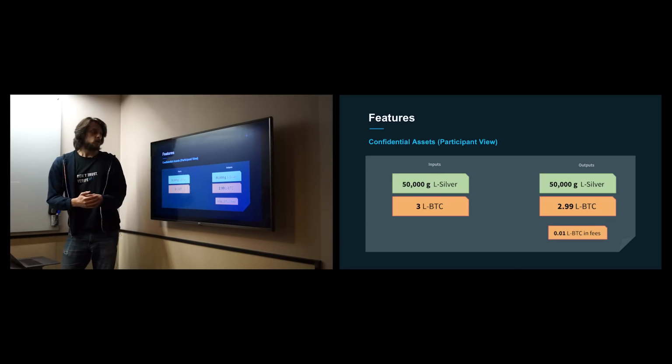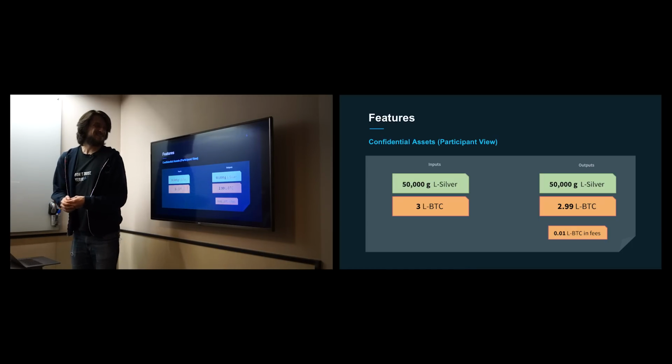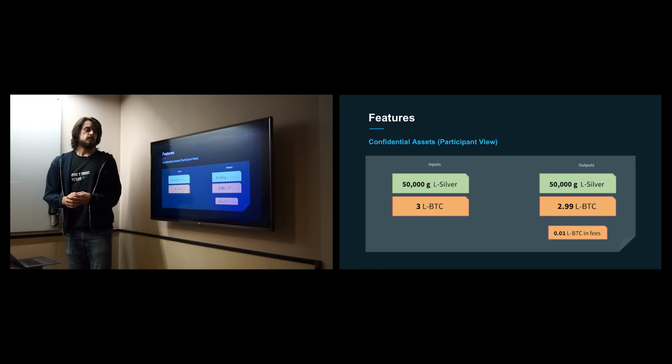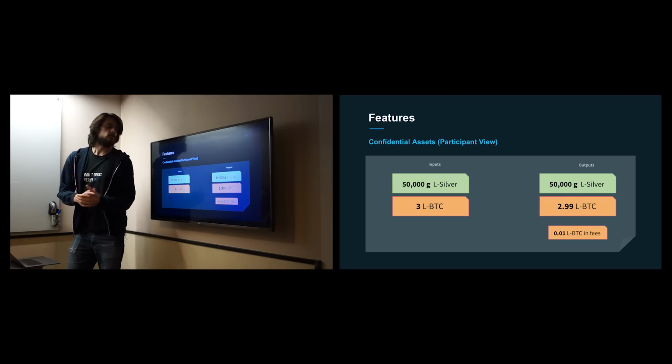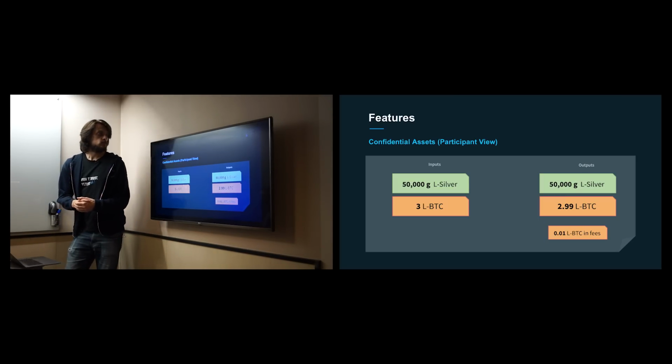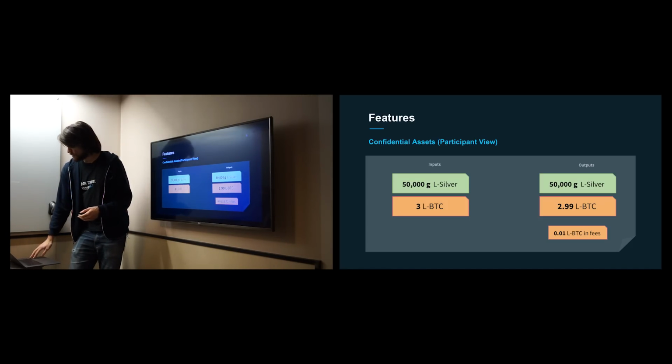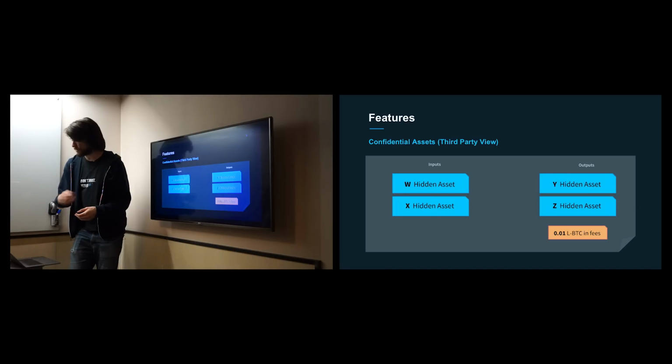Now, if we take a look at confidential assets, this allows you to hide the type of asset that you're sending. So with this transaction we did earlier, when you're sending someone liquid silver, this is what the participant view would be, because they know what the different parts of the transaction are. And what everyone else in the network would see is just something like this.